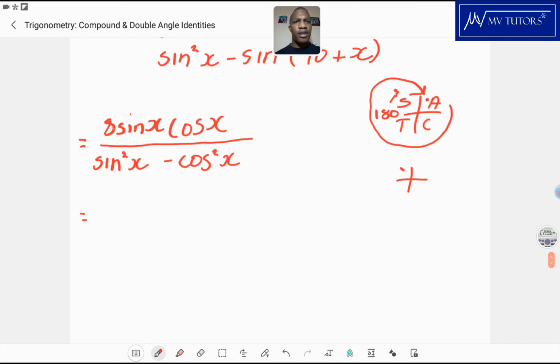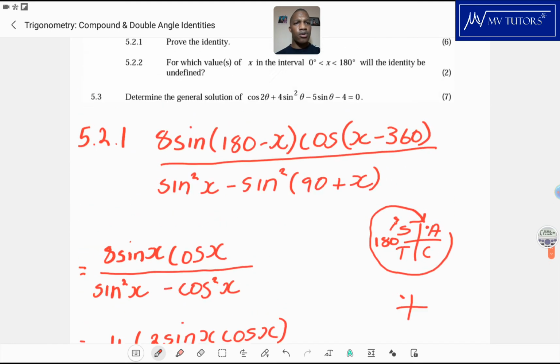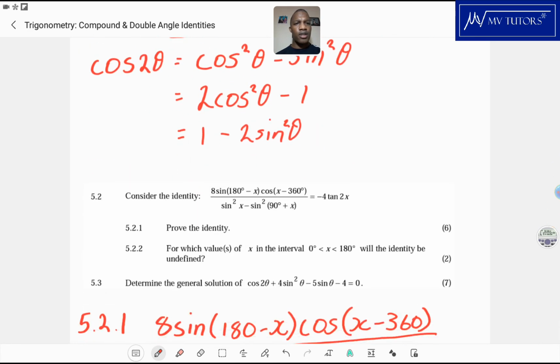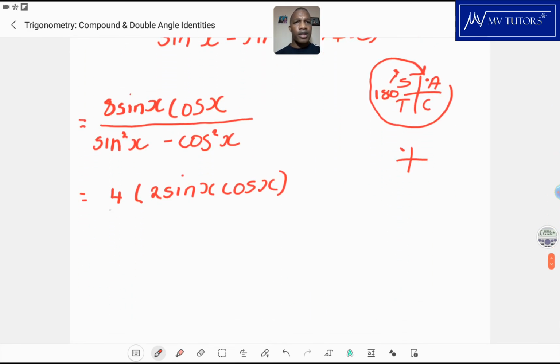In order to make this a 2, it means we must take a 4 out, and then we must have a 2 sine x cos x. You see, now it looks like the identity itself: 2 sine theta cos theta. Okay, now let's go on.